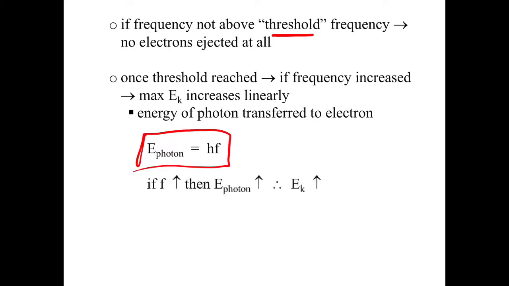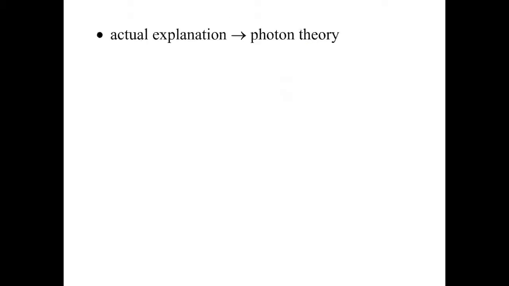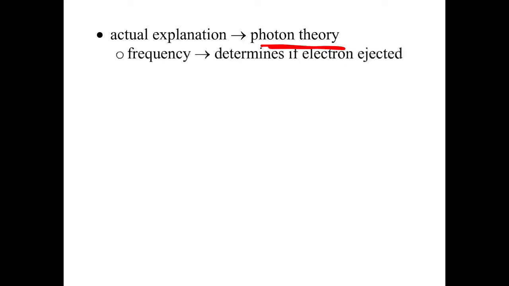So again, if frequency goes up, then the energy of the photon goes up, and therefore the kinetic energy of the electron that it's ejecting goes up, because all that energy, or at least a bunch of that energy, is being transferred to the electron, okay? And that is the actual explanation of what's going on in the photon theory, because they noticed, oh, intensity isn't actually affecting how much energy it has, but frequency is, okay?